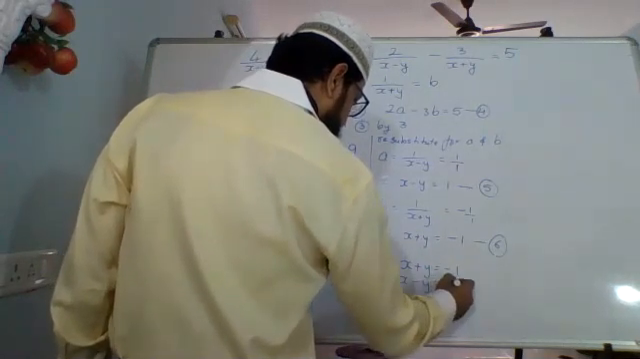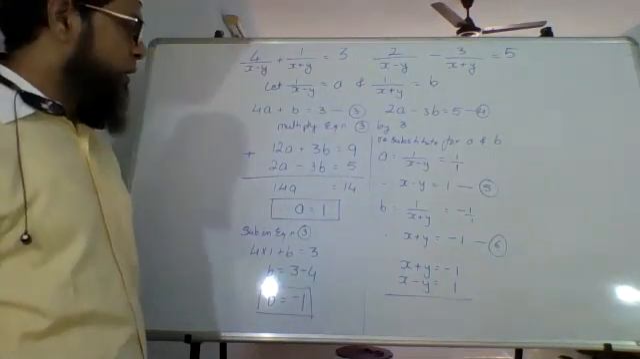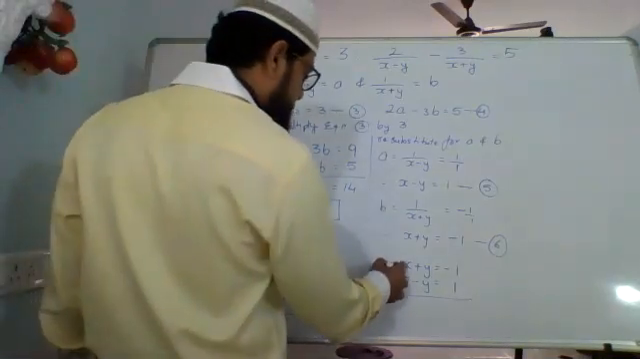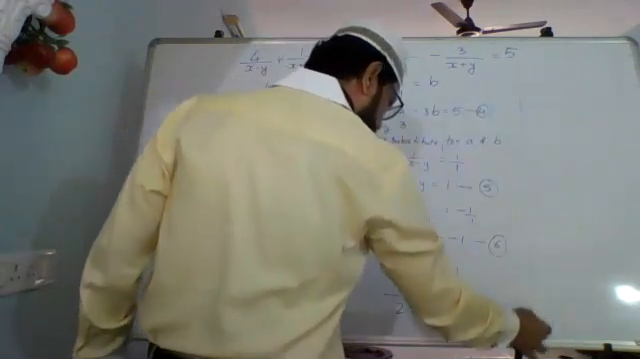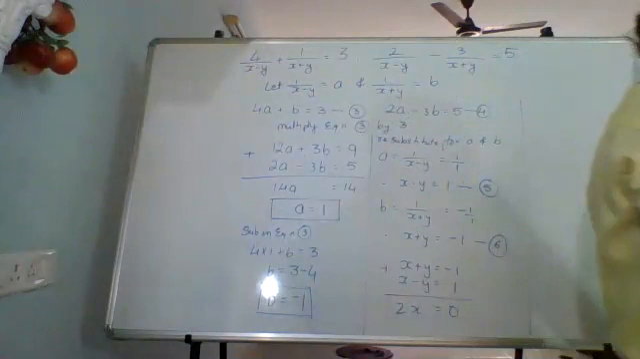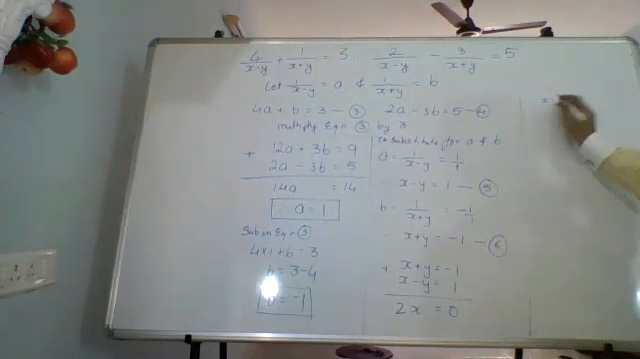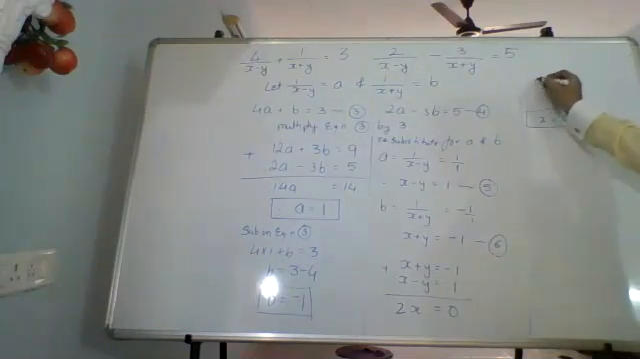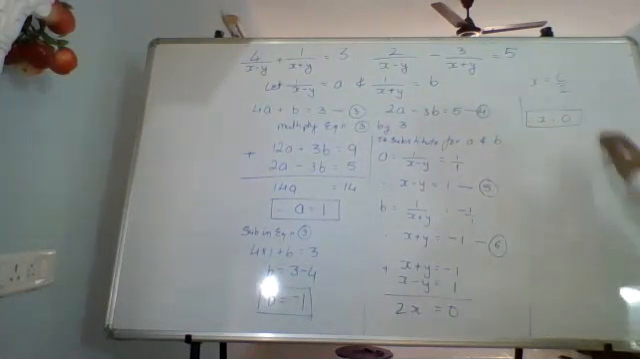X minus y equals 1, and x plus y equals minus 1. Add them, so I'll get 2x equals 0. Therefore x equals 0 upon 2, therefore x equals 0.